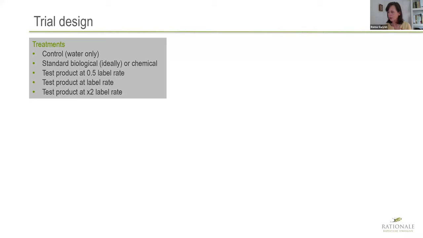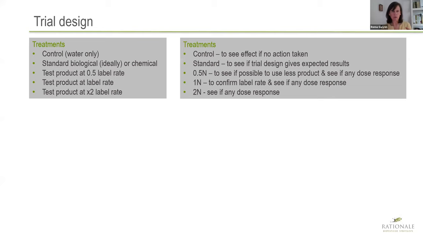So you're sort of trying to say, well, what's the best amount I can use relative to the cost? So if I think about what we're using the treatments for, the control is to see that there's no effect. What would happen if I didn't treat this pest? The standard, because I want to see if the trial design was good. And then the different rates, as I've explained, is you're looking to see if you could use less product, and also to see possibly if you have dose response.